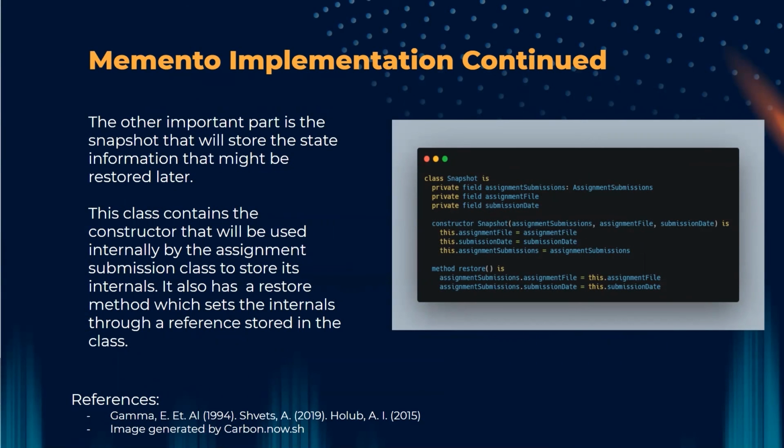For that to work, we also need a snapshot, which is created by the assignment submission class. The main purpose of it is to store that file and the submission date in its internals, and it also has a restore method which sets the main submission and date back into the assignment submissions using a reference that it stores in the snapshot itself.